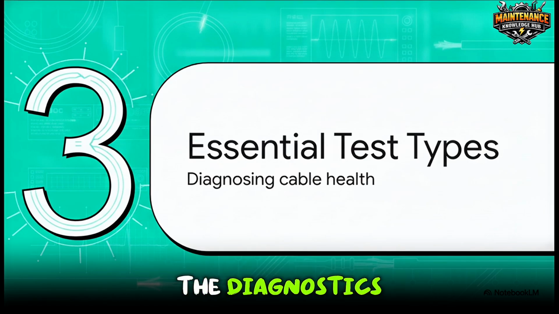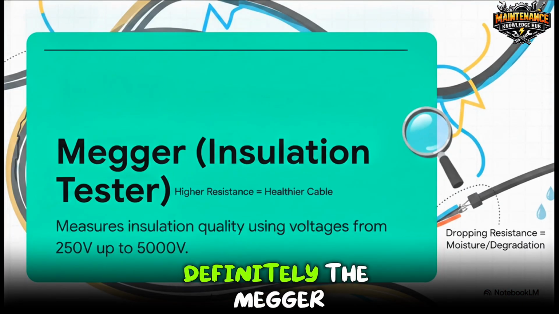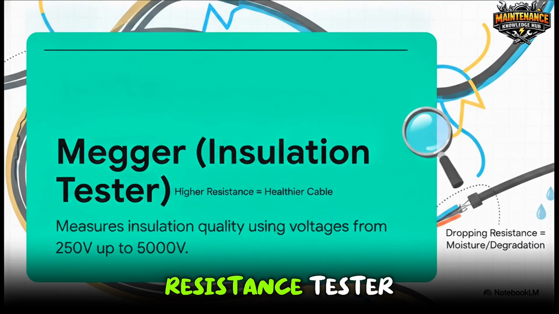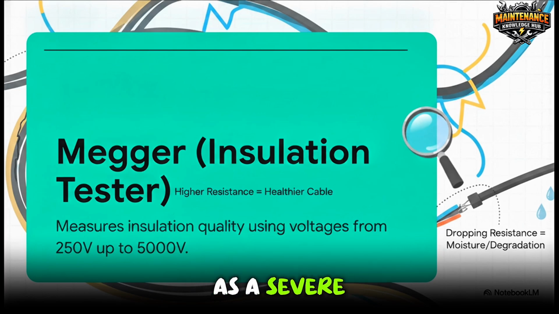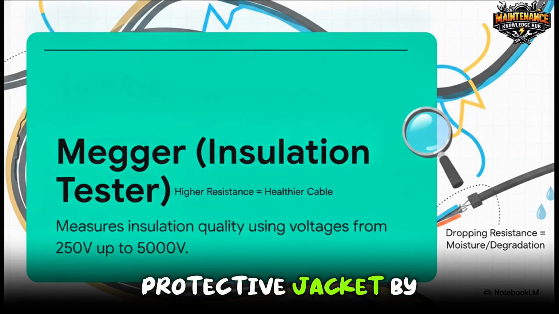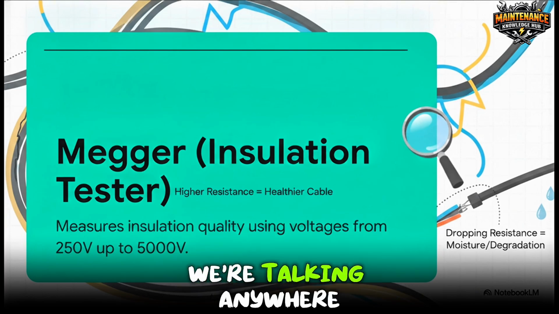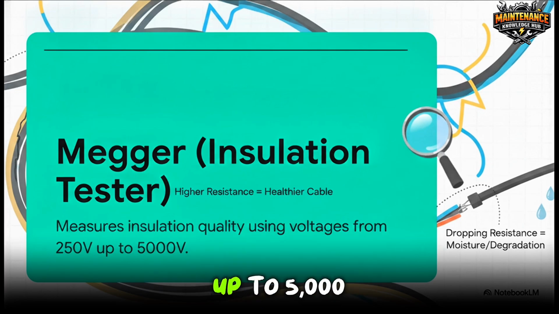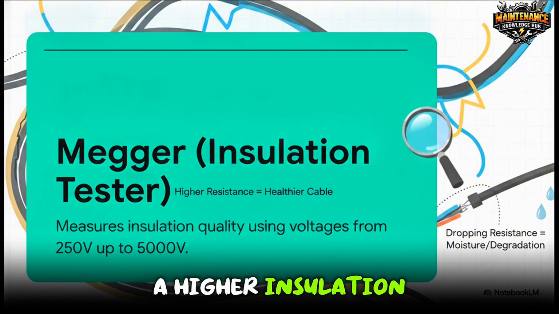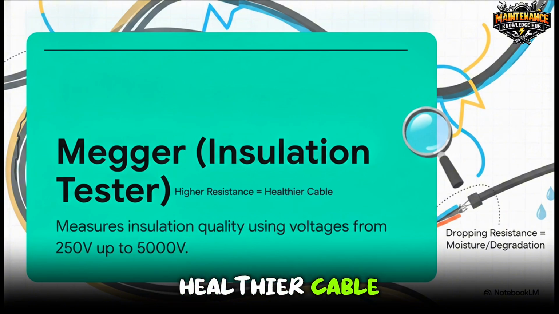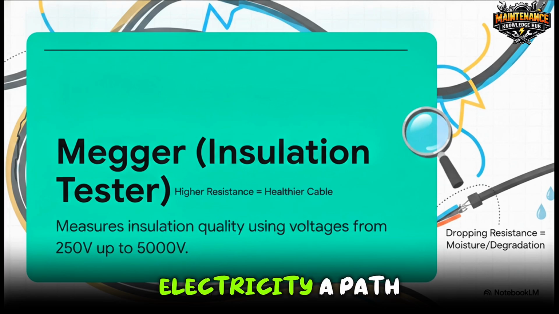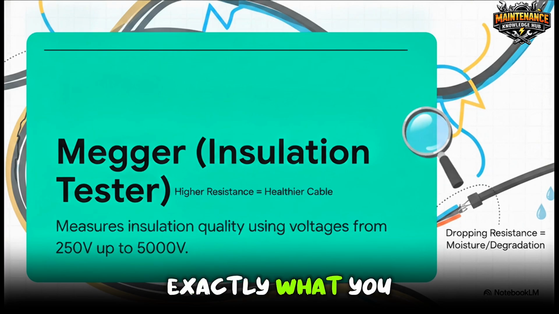Let's get into the diagnostics. The most famous of these is definitely the Megger, or the insulation resistance tester. Think of this as a severe stress test for your cable's protective jacket. By injecting high test voltages, we're talking anywhere from 250 volts all the way up to 5,000 volts, we can measure the quality of the insulation between the phases or from a phase to the earth. The rule of thumb here is actually pretty simple. A higher insulation resistance means a healthier cable. If that resistance is dropping, it means moisture or degradation is giving the electricity a path to escape, and that is exactly what you don't want.